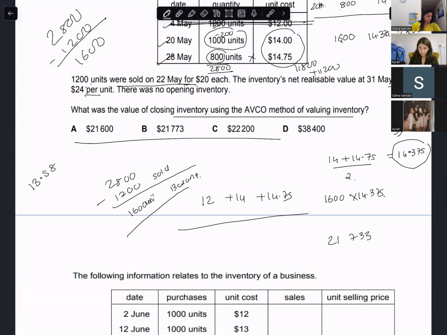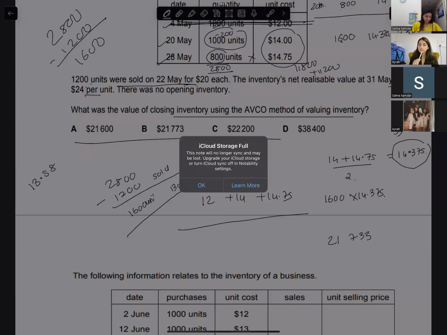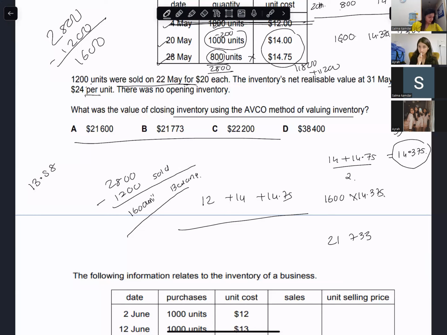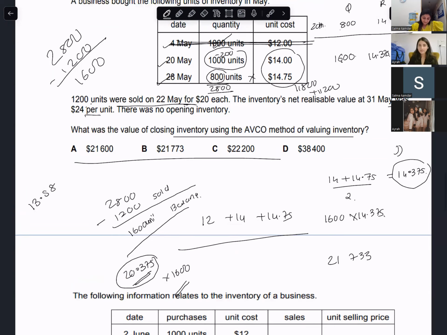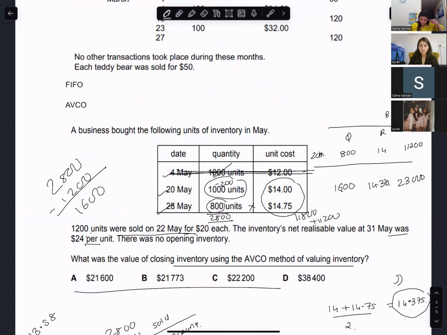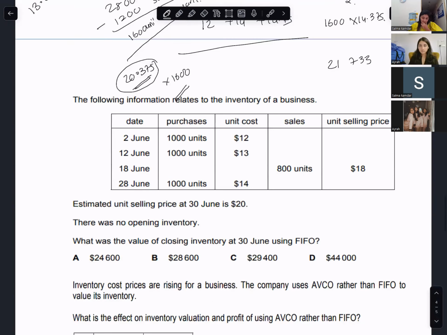No. And again, we will do 12 plus 14 plus 14.75. So it is 40.75 divided by 2. So 20.375, into 1,600. 32,600 is still not coming. There's some missing information, I think so. Let's go to the next one.